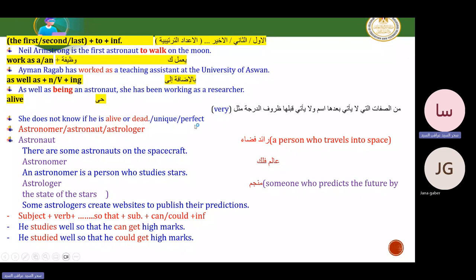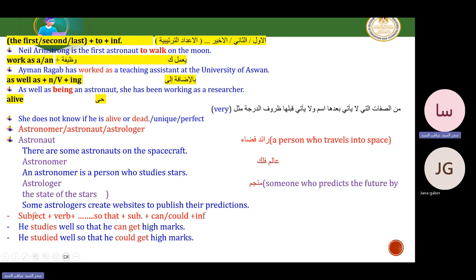Okay, what's the difference between astronomer, astronaut, and astrologer? Astronaut: he is the person who travels into space. There are some astronauts on the spacecraft. They travel to space in order to discover it. What about astronomer? They are scientists. They study stars and the planets. An astronomer is a person who studies stars.